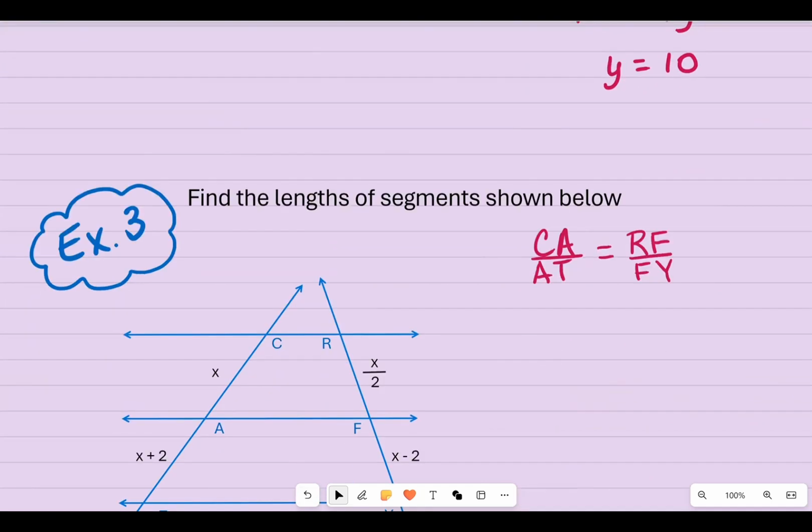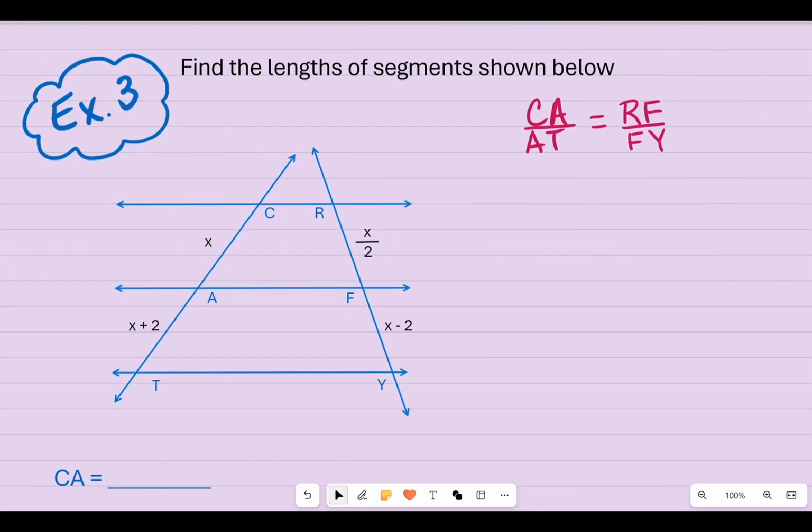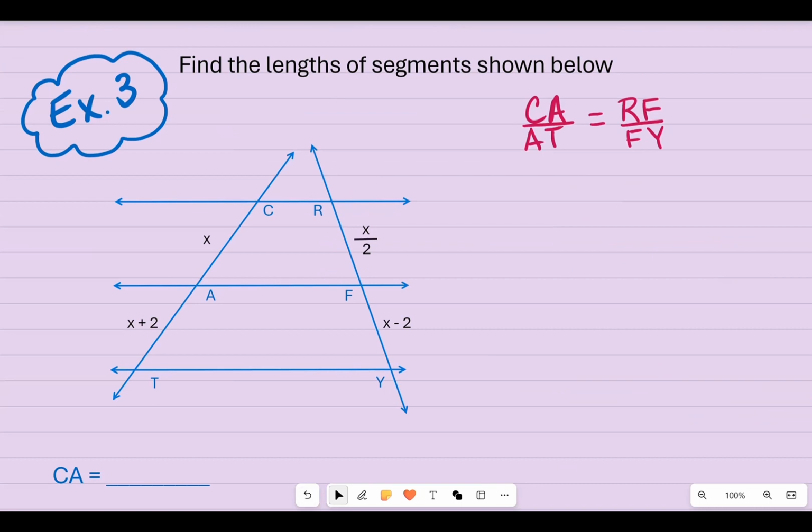For example 3, it looks like this. It says, find the lengths of segments shown below. When we're referring to this one, it's a two-transversal proportionality. If 3 or more parallel lines intersect 2 transversals, then they divide the transversals proportionally.